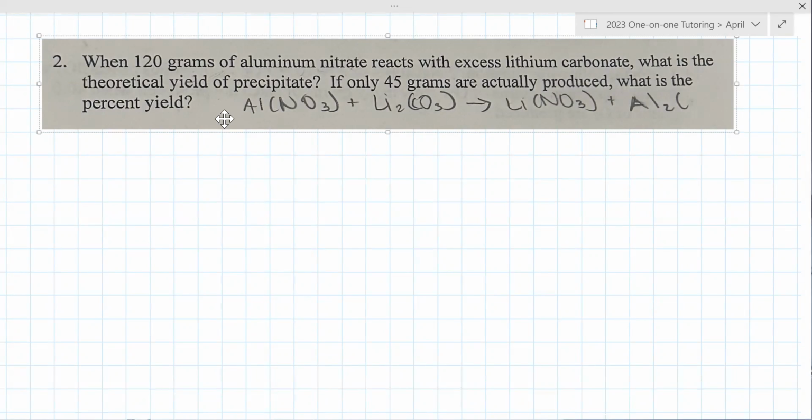So aluminum nitrate reacts with excess lithium carbonate. All right, what is the theoretical yield of the precipitate? Which I actually don't know what that is. We'll figure that out. All right, let me go out to the wonderful internet here and see what I can find.